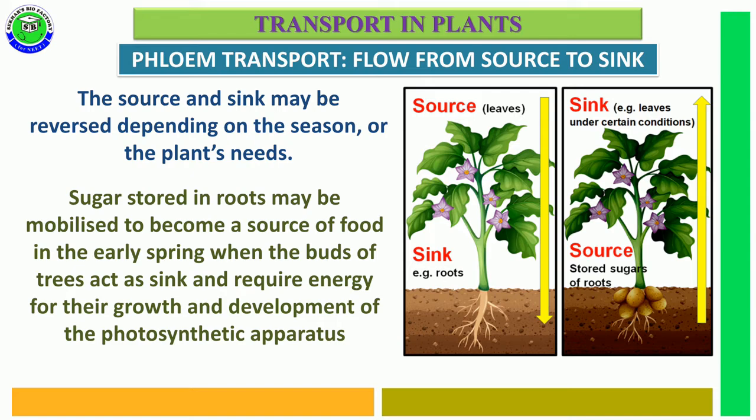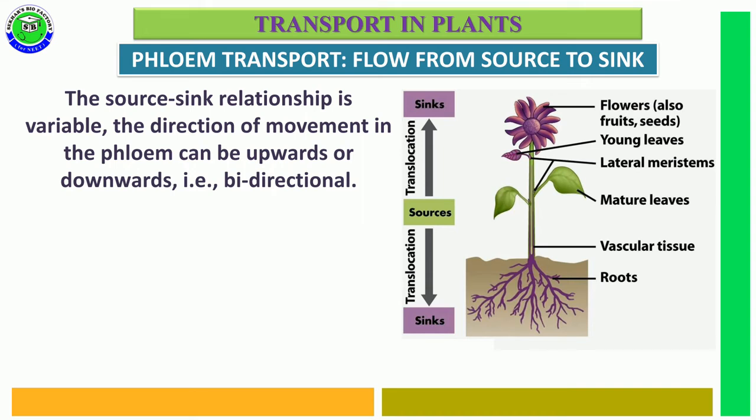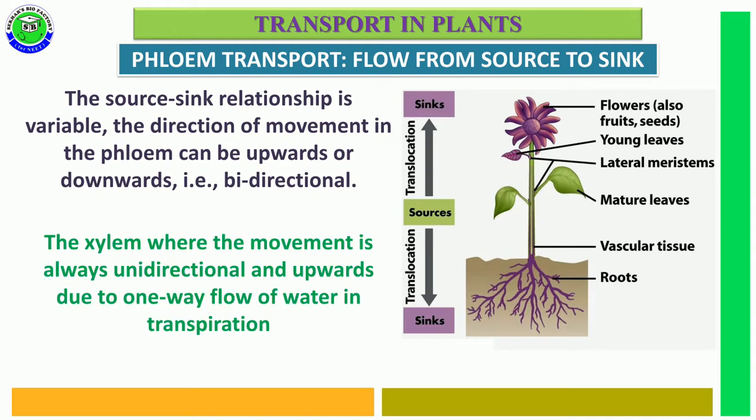The source sink relationship is variable, especially the direction of movement of phloem can be upward or downward, so it is referred to as bidirectional. Along with phloem, xylem helps in the movement of water, and this water movement is always unidirectional, from root to stem, upward, and the one way flow of water takes place due to transpiration by leaves.